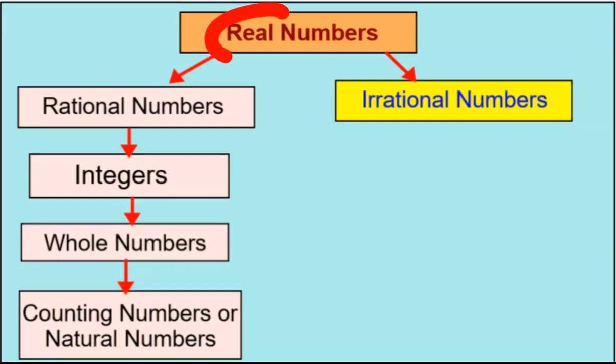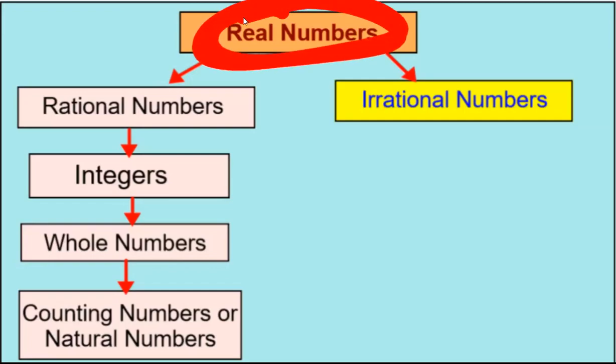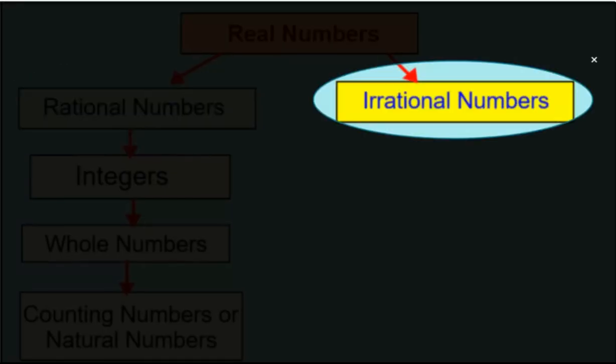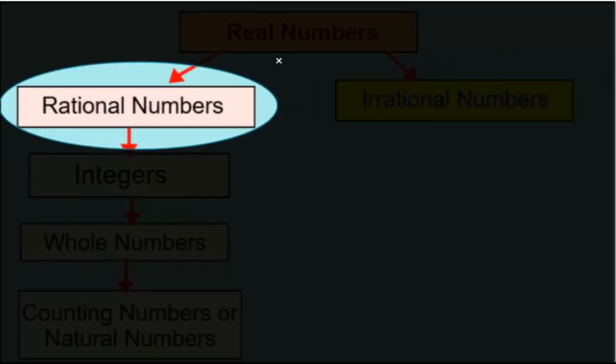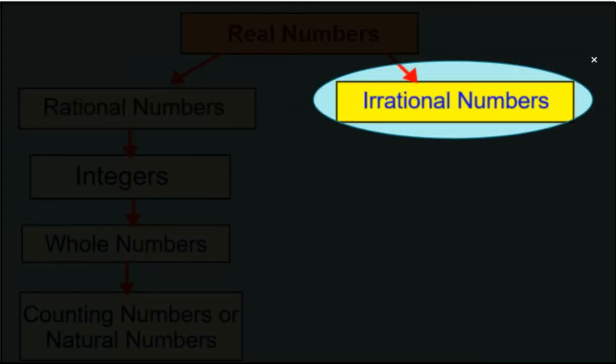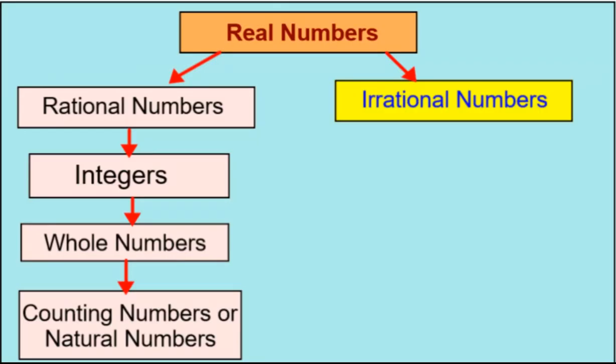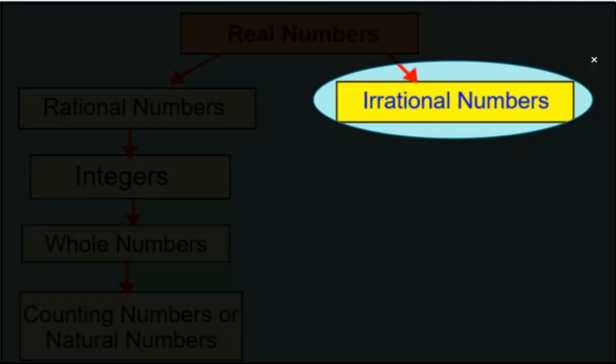We are looking at the subsets of the real numbers. Real numbers are split between rational and irrational numbers. A number cannot be rational and irrational at the same time. It is either one or the other. So consider the irrational numbers.